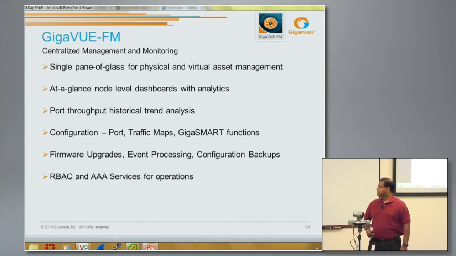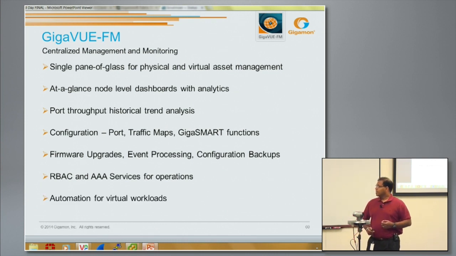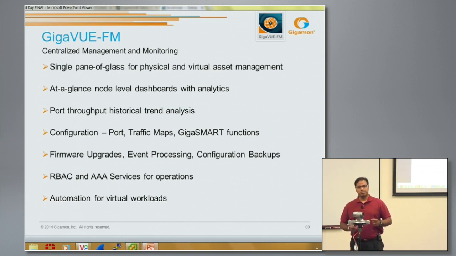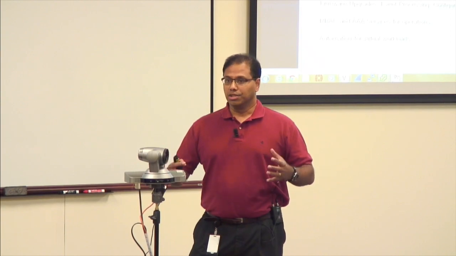RBAC and the AAA services for operations. Again, tie into your TACACS, RADIUS servers, and so on. And then finally, the automation for the virtual workloads. As these VMs are moving around, you have all your VM appliances in your network, and you want to make sure that the automation is done seamlessly without user intervention. And this provides the infrastructure to do that.